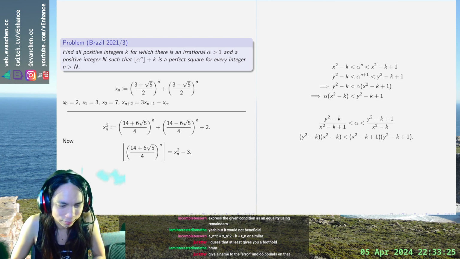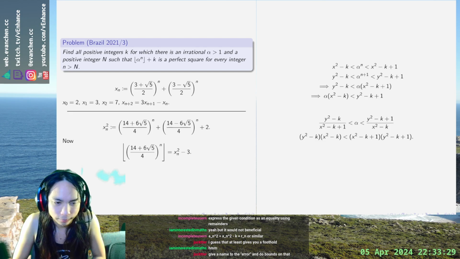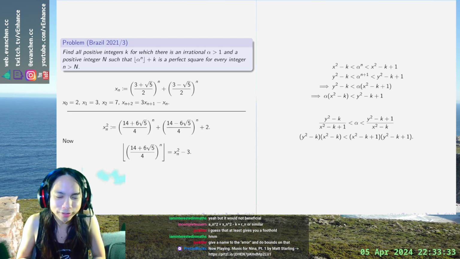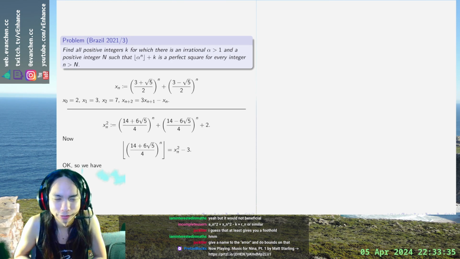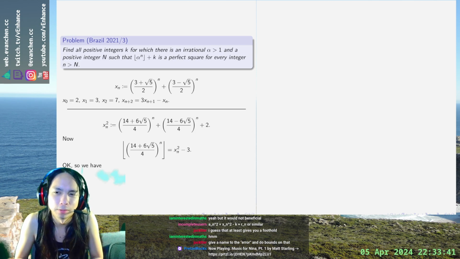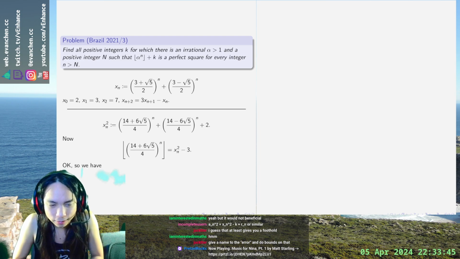All right, we're gonna delete all this stuff. Okay, so I'm gonna just use alpha to the 2n. I'm just gonna only look at the even indices. It's equivalent, and I'm just trying to show k has to be 3. So we're gonna write it this way.